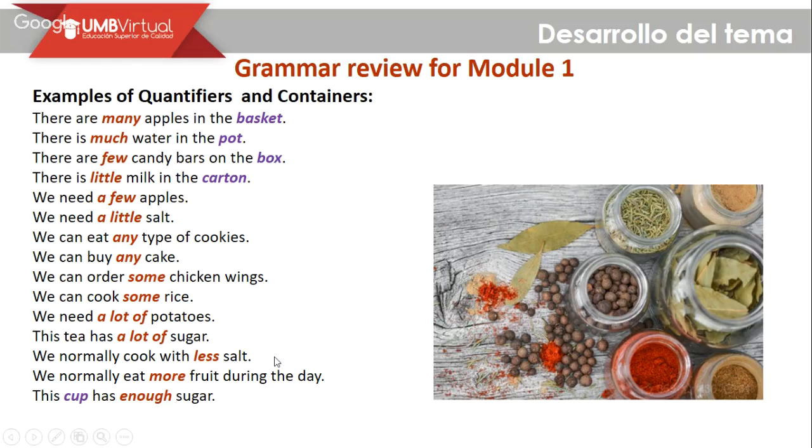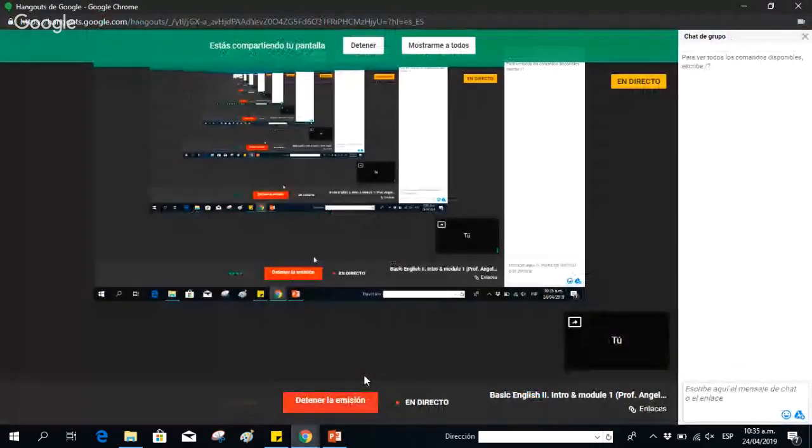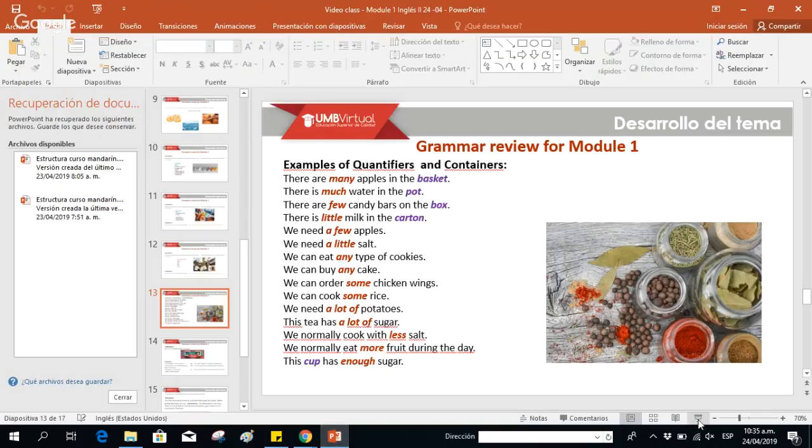All of them are referring to quantifiers, containers, but also they are describing the nouns if they are countable or uncountable. Vamos a identificar con cada uno de ellos si son contables e incontables. Ese va a ser el ejercicio que vamos a hacer en este momento. Por esta razón, pues los invito a participar para que nosotros miremos cada uno de los enunciados que tenemos allí y ustedes me digan si es contable o incontable. So, number one, there are many apples in the basket.